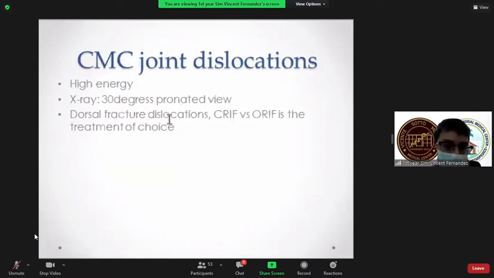The carpal metacarpal joint dislocation is usually due to a high energy mechanism of injury. This is best viewed on x-ray in a 30 degrees pronated view. For dorsal fracture dislocations, post reduction internal fixation versus ORIF is the treatment of choice.